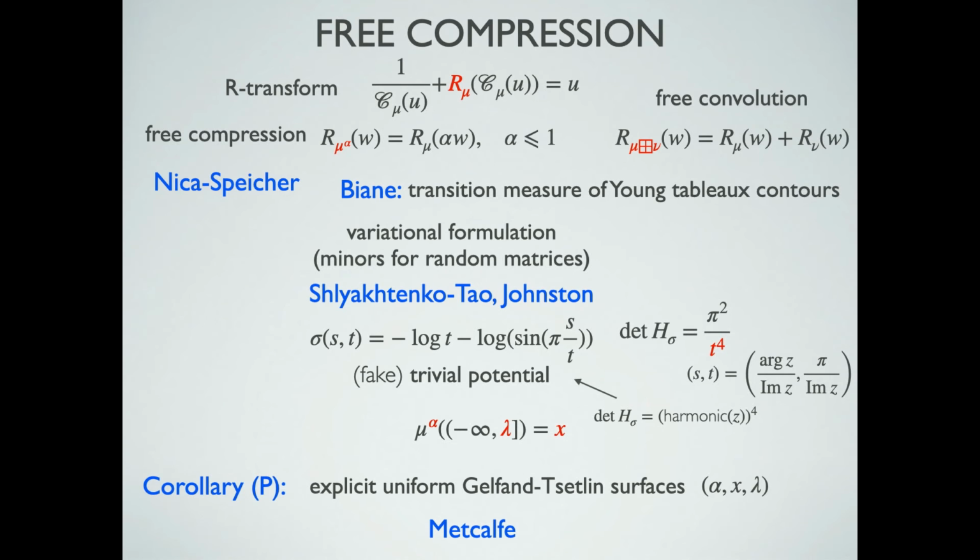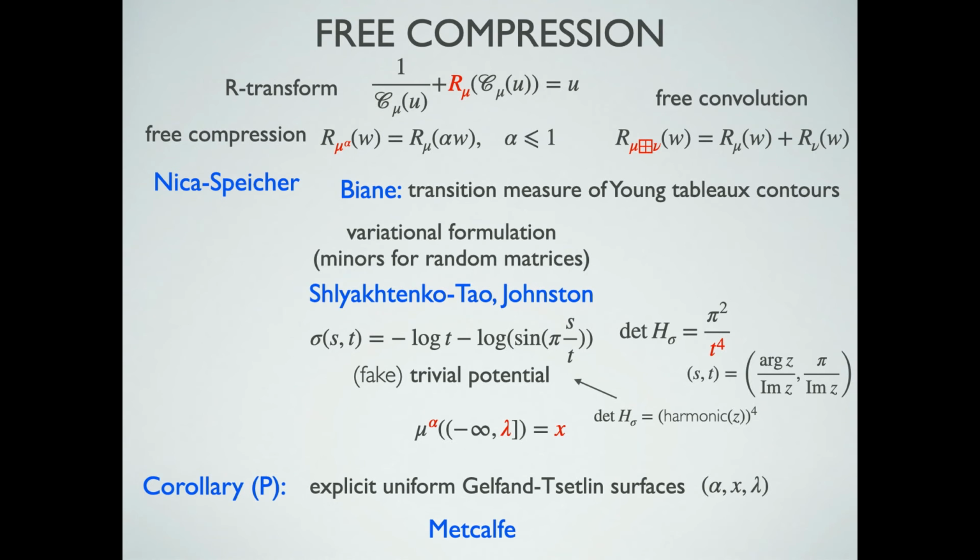Motivated by minors for random matrices, Sheffield, Tao, and Johnston formulated from the variational perspective, so found this surface tension for this process.